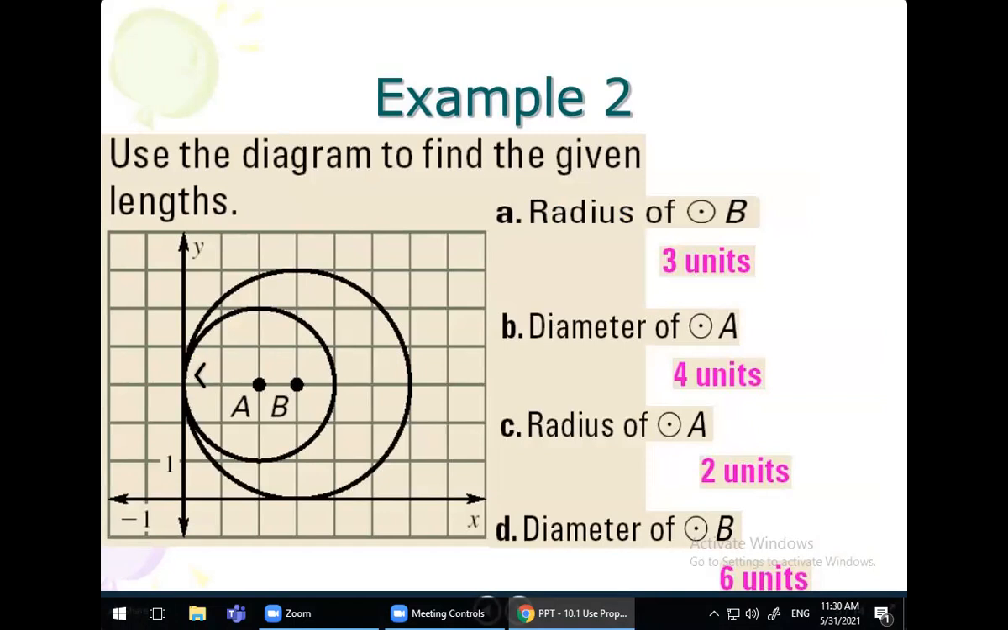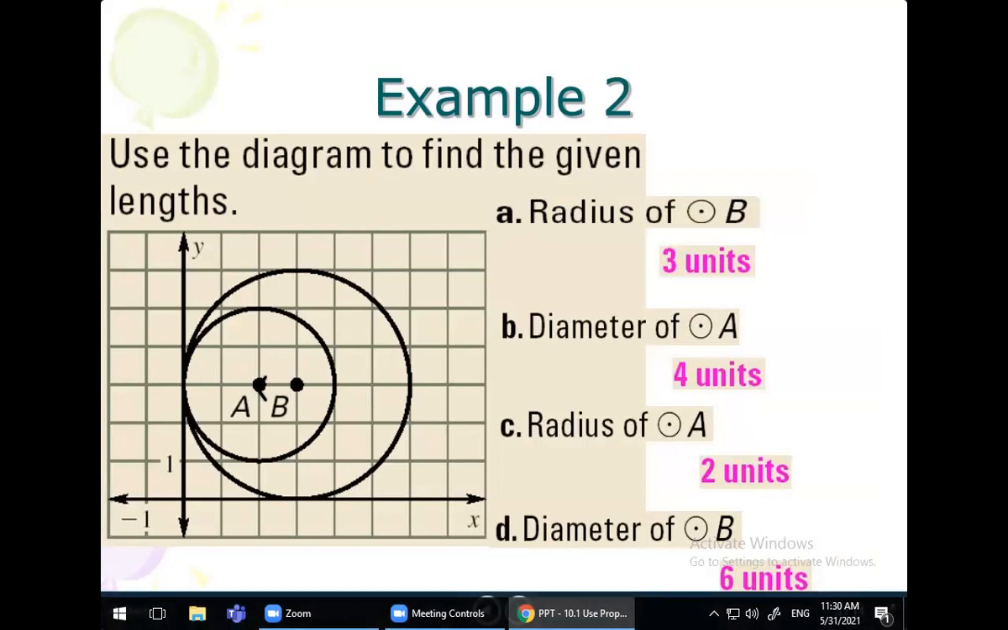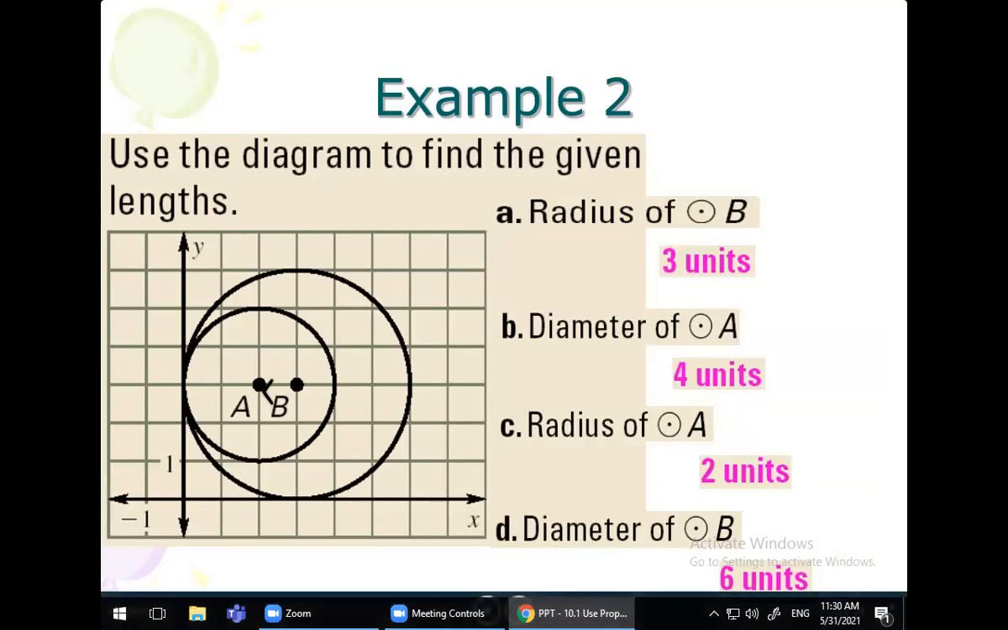What about the diameter now for the circle? If I'm asking about the diameter of circle A, it will be how many? Circle A, whose center is called A. We can count 4, yes, because from the center we have 0, 1, 2, and on the other side 0, 1, 2, right? So the whole diameter will be equal to 4. In the same way, we can calculate the diameter of circle B.